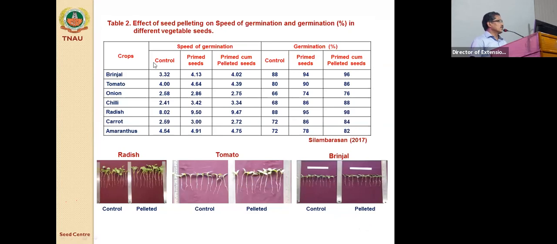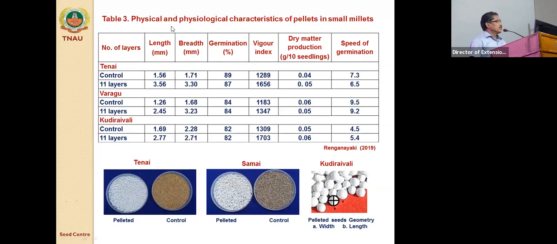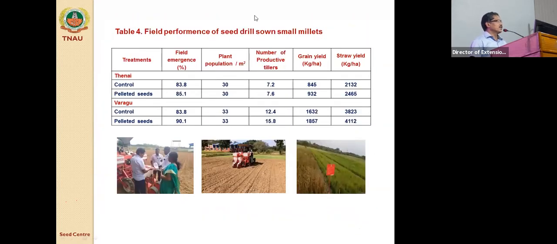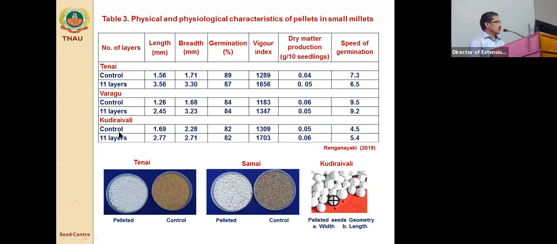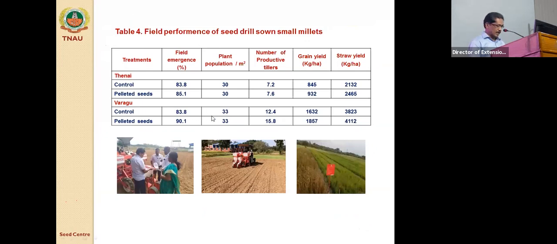So this is another study. Sorry, this is another study with the same thing. Field emergence, for Thinai and Varagu: field emergence, plant population, number of productive tillers, grain yield, and straw yield. Up to this, we have studied for two crops, and Kudiraivalli we are studying this year.